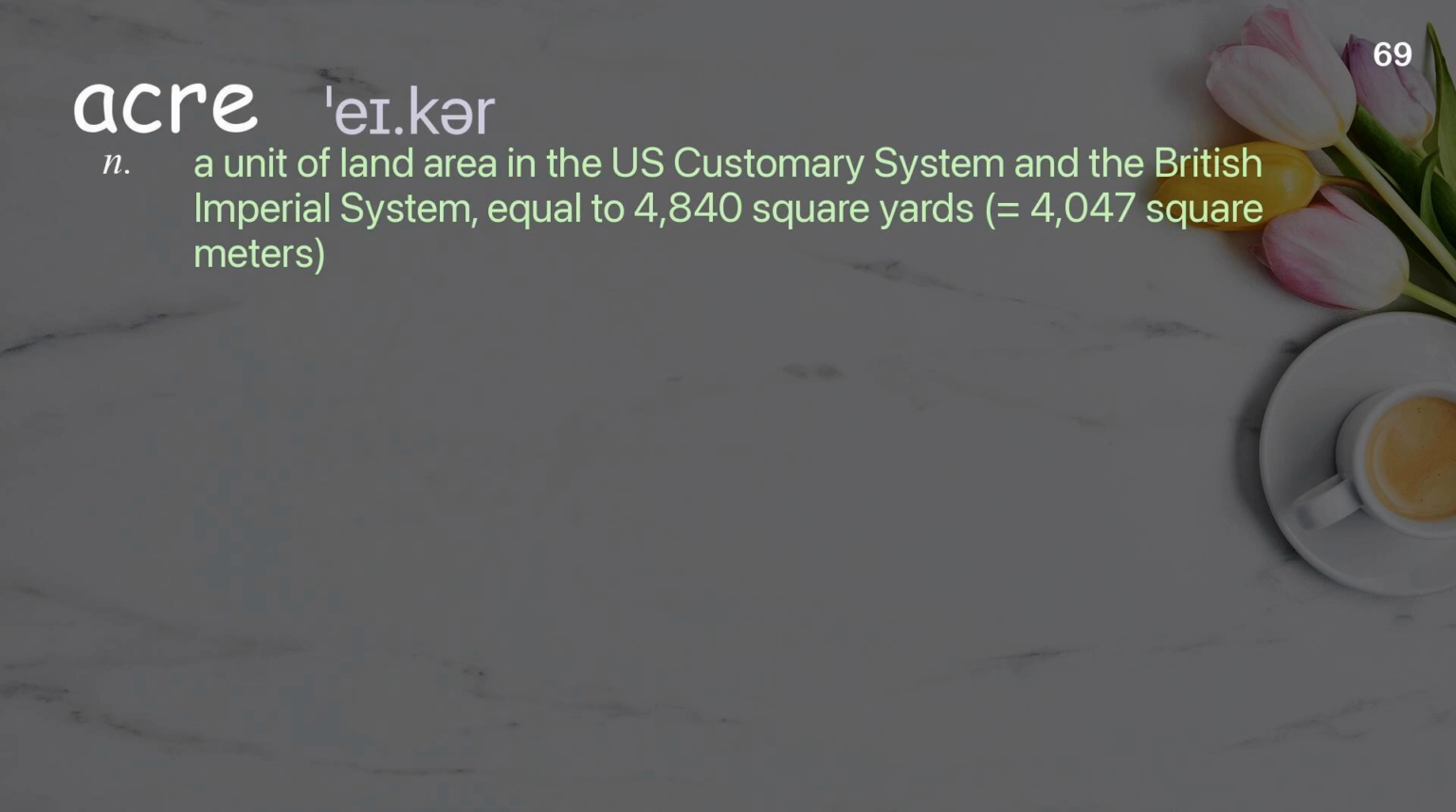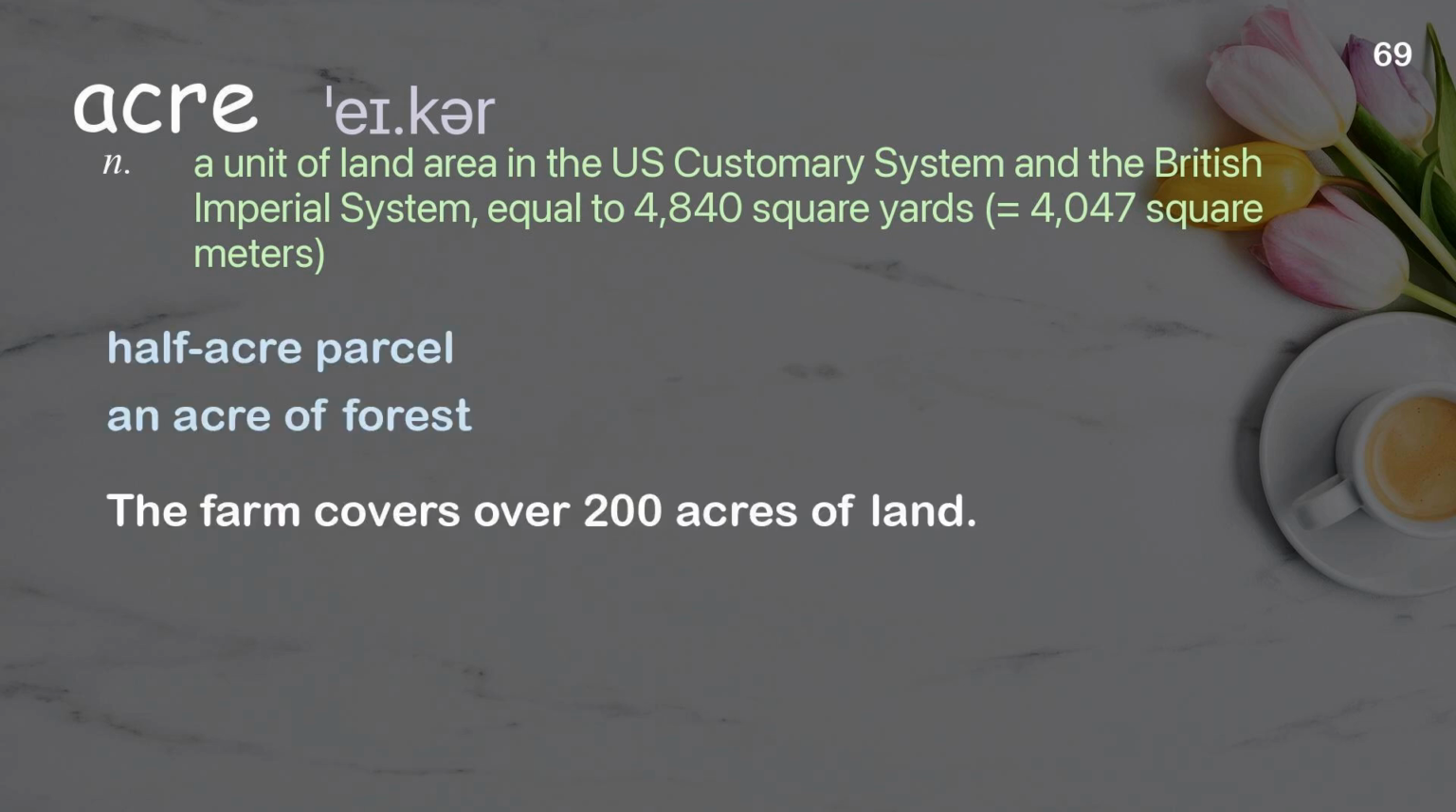Acre: a unit of land area in the U.S. customary system and the British imperial system, equal to 4,840 square yards, equals 4,047 square meters. Examples: half-acre parcel, an acre of forest. The farm covers over 200 acres of land.